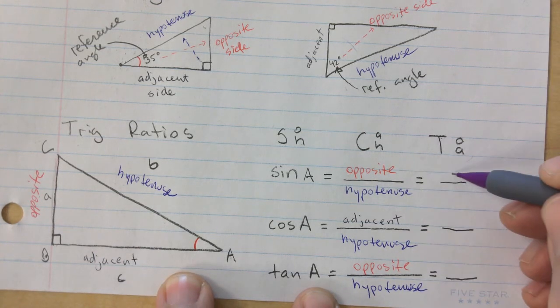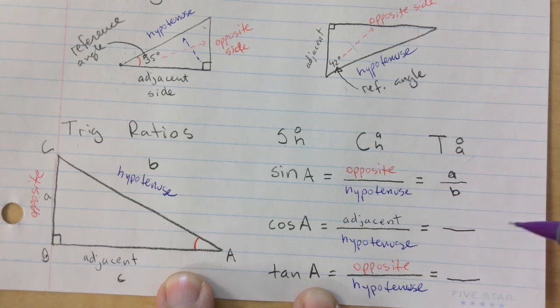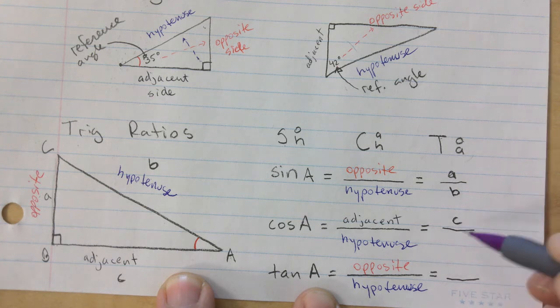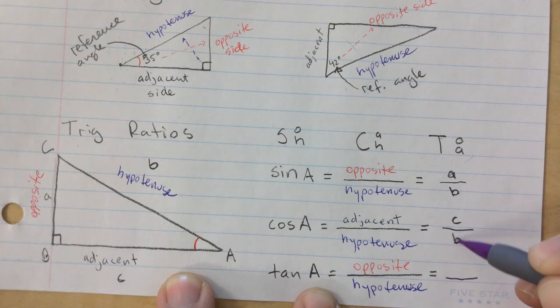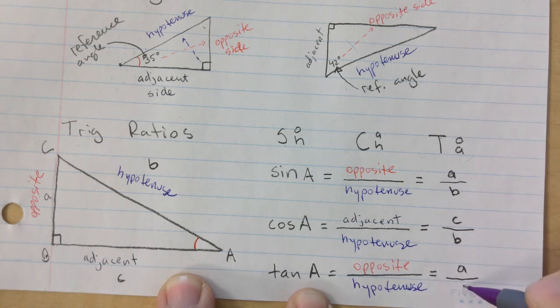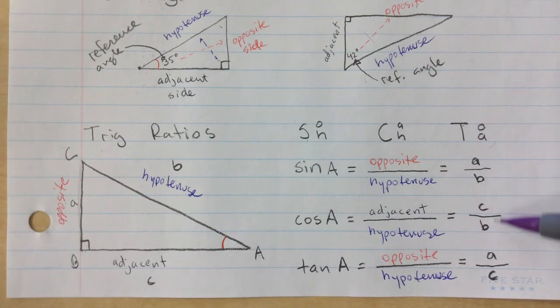Opposite is A, right? And hypotenuse is B. Cosine is adjacent, which is side C, over B, which is the hypotenuse. Tangent is opposite over adjacent. They're all saying the exact same thing, except here we actually use the actual labeling of the triangle.